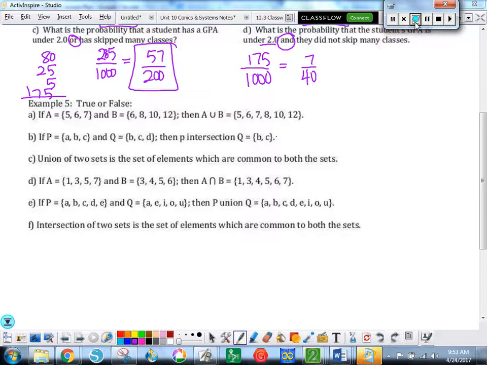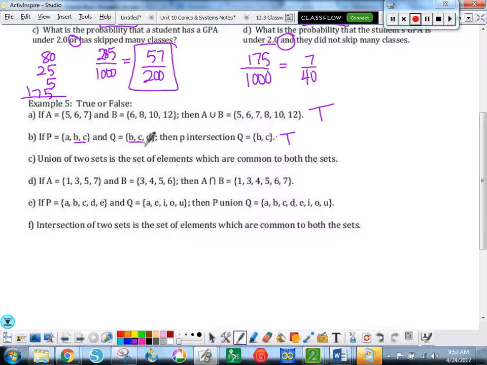If A is 5, 6, 7, and B is 6, 8, 10, 12, then the union of them is 5, 6, 7, 8, 10, 12. True or false? True. Good. If the set P is A, B, C, and Q is B, C, D, so you could have other things rather than numbers, the intersection of them will be B and C. True? B and C are in both groups, so it would be true.